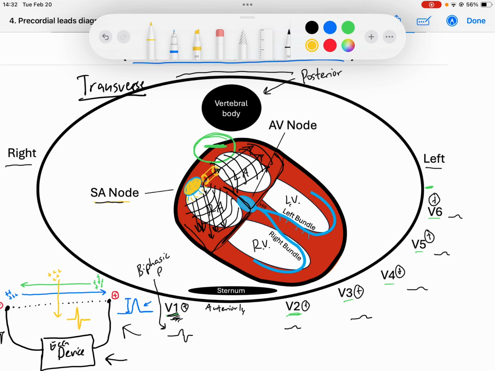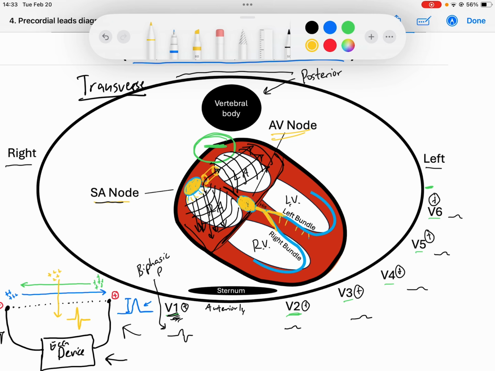The next thing that happens is that signal gets captured by my AV node. Here's my AV node. The AV node captures that signal and sends it down to the ventricles, so it goes down the bundle of His, down my right bundle, and down my left bundle. And this is happening at the same time, but I want you to notice that we've got these little projections off of the left bundle.